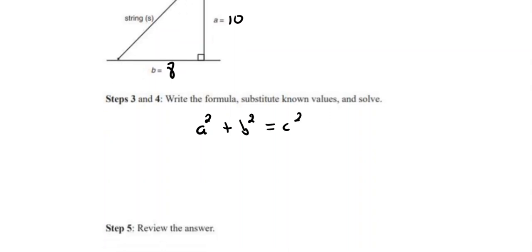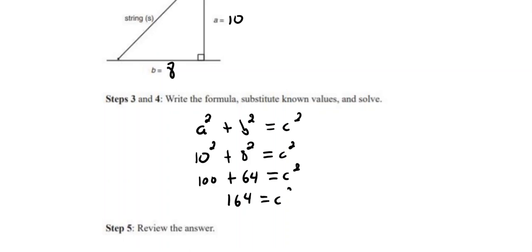All right, so what am I going to put in for A squared? 10, right? So that's really 10 squared plus 8 squared is equal to C squared. All right, so 10 squared, anybody know what that is? Yeah, that's 100. Plus 8 squared is, yeah, nice, 64. So 164 is equal to C squared.